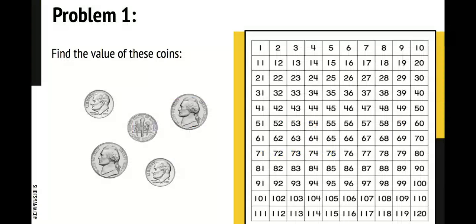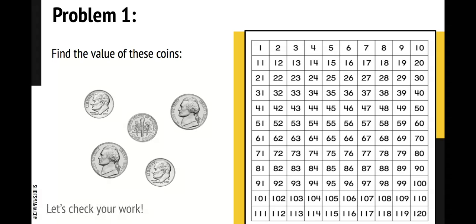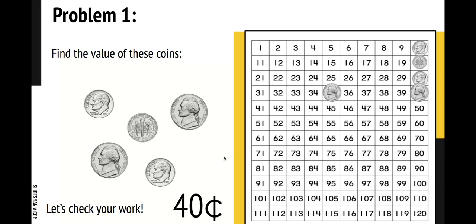All right. Now we're going to do 2 more, but I want you guys to figure out the value of these sets. So let's look at this one. We see 1, 2, 3 dimes, and we see 1, 2 nickels. So 3 dimes and 2 nickels. How much is that worth? Here it is, 40 cents. So we have 10, 20, 30, 35, and 40. So this is 40 cents.